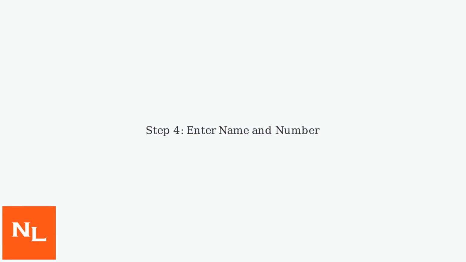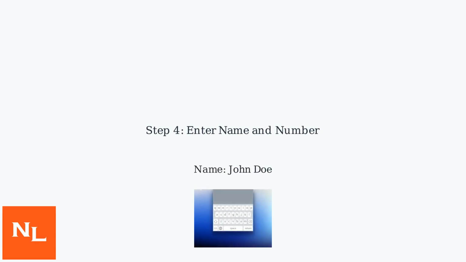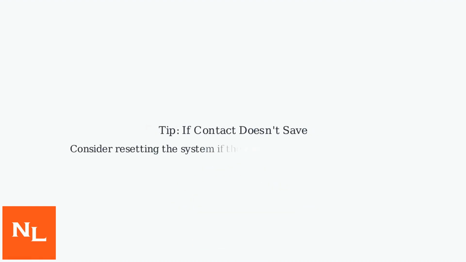Use the on-screen keyboard to enter the contact's name and phone number. The keyboard lacks predictive text, so accuracy is important when typing. Once you've entered the details, select Save to store the contact. If the contact does not save, consider resetting the system to resolve any issues.